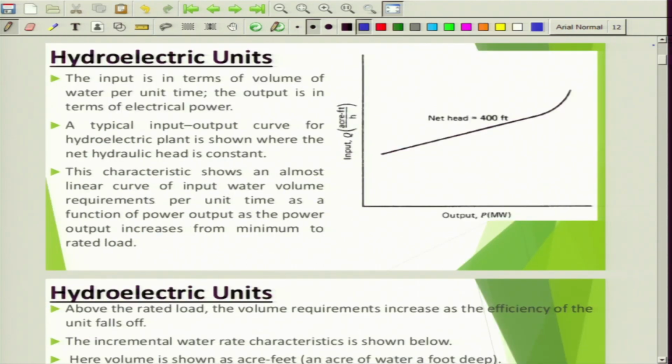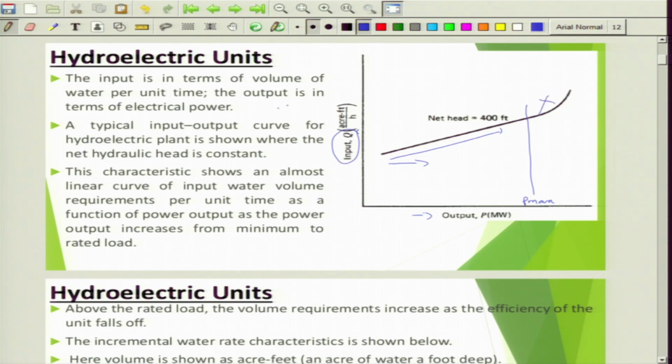So the input output characteristic of a typical hydroelectric unit looks like this. The input is volume of water expressed in acre feet per hour, and the output is power, which is expressed in megawatts. You can see here, as the power demand increases, there is a linear increase in the volume of water required, which is a genuine requirement as well. But after a certain limit, there is a maximum power limit after which the requirement of volume of water would be non-linear. That means there is a non-linear increase in volume of water, which is not so suitable to operate at, especially in this zone.